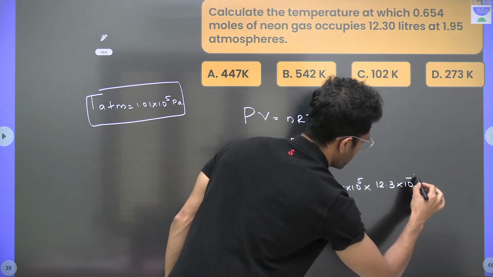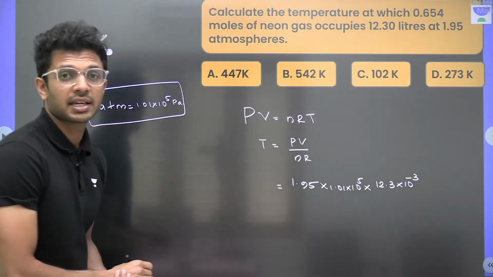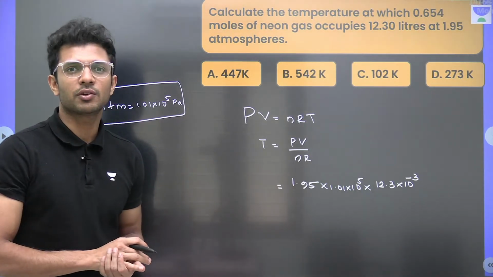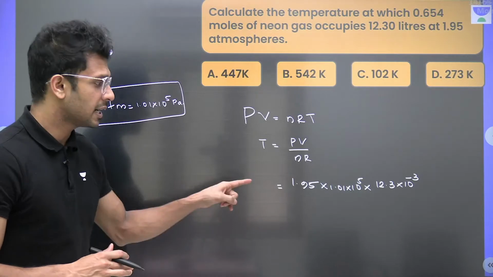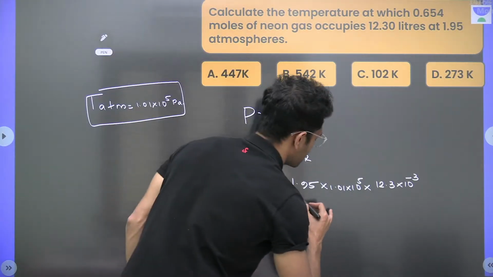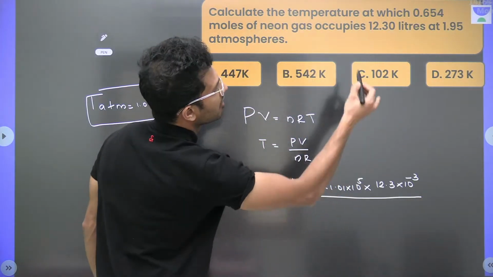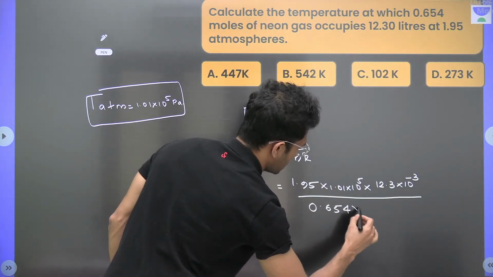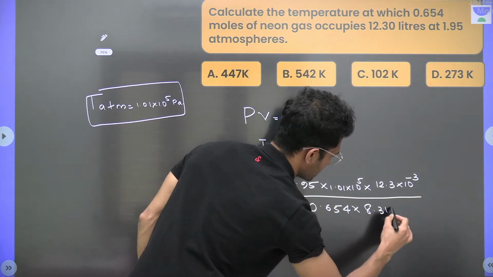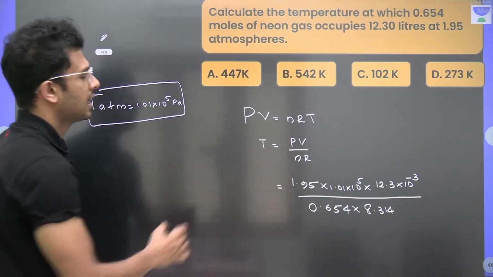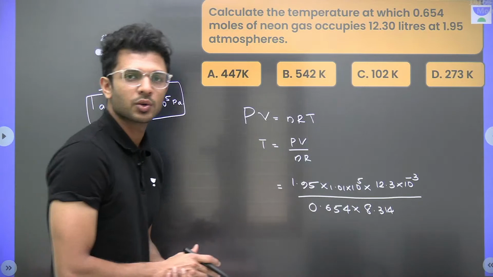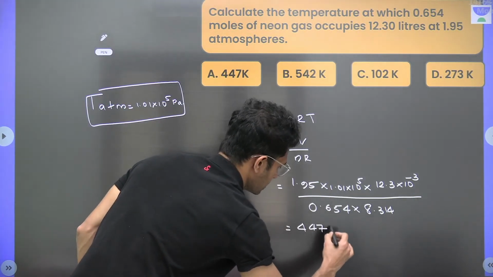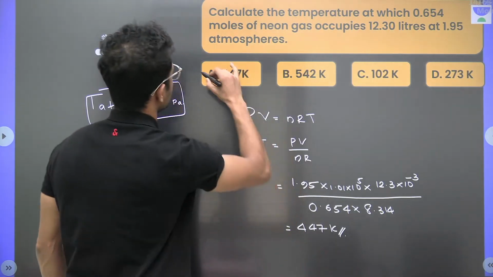How will you convert to meter cube? By multiplying it with 10 power minus 3, because meter cube is the SI unit of volume, not liters. Okay, so multiplying it with 10 power minus 3, divided by n value, which is 0.654, into R value, which is 8.314. And how much are we going to get? We'll be getting the answer as 447 Kelvin, which is option A.